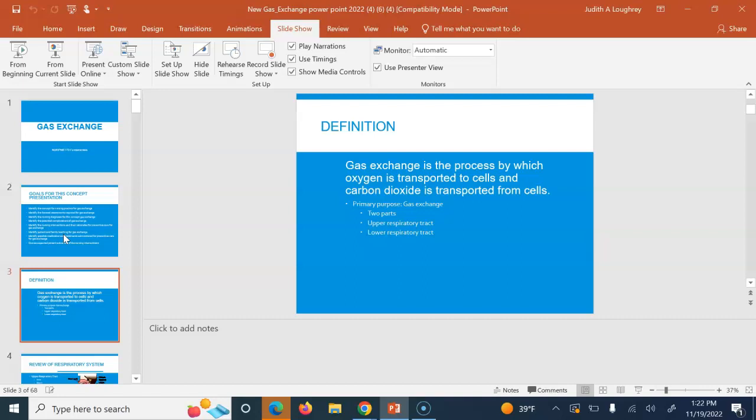Gas exchange is the process by which oxygen is transported to the cells and carbon dioxide is transported from the cells.